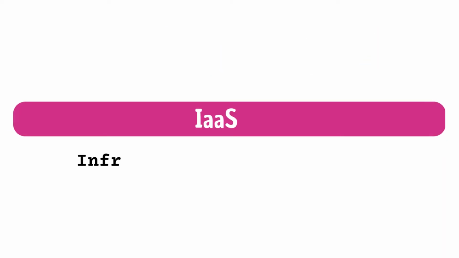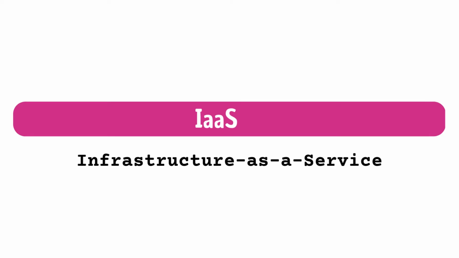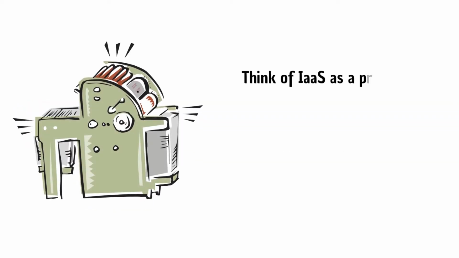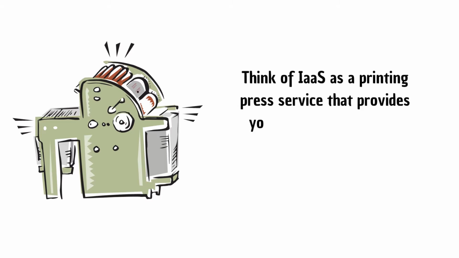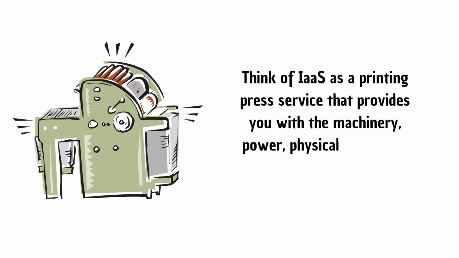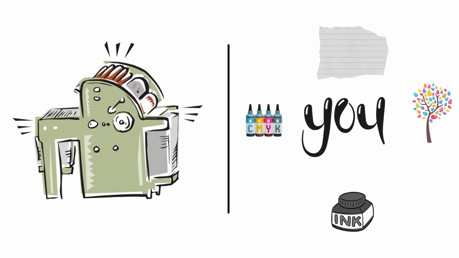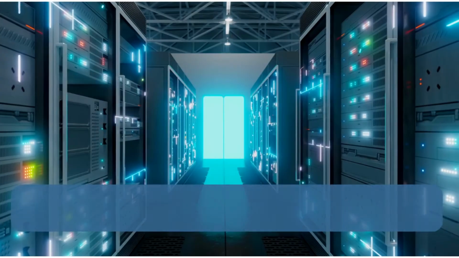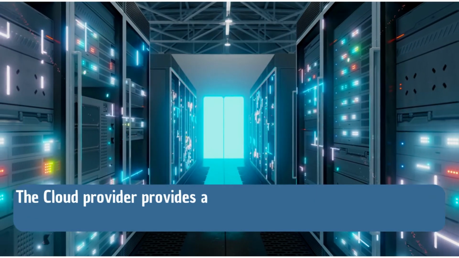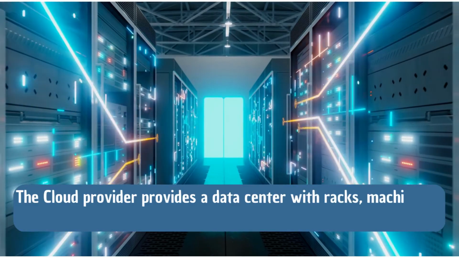Let's start with the first cloud service type, Infrastructure as a Service or IaaS. Think of IaaS as a printing press service that provides you with the machinery, power, physical space, and necessary tools to print your materials, and you, as a customer, bring your own paper, ink, and design. Similarly, in IaaS, the cloud provider provides a data center with racks, machines, cables, and utilities.